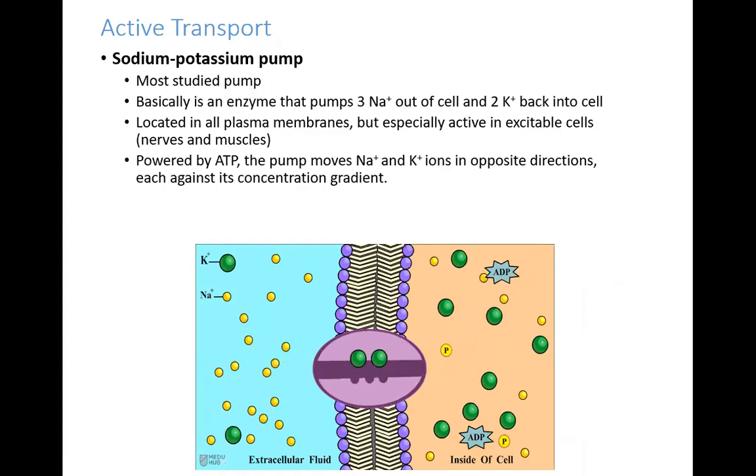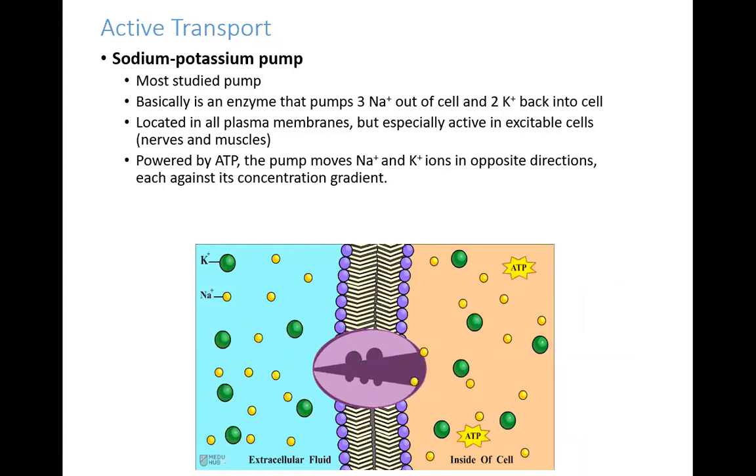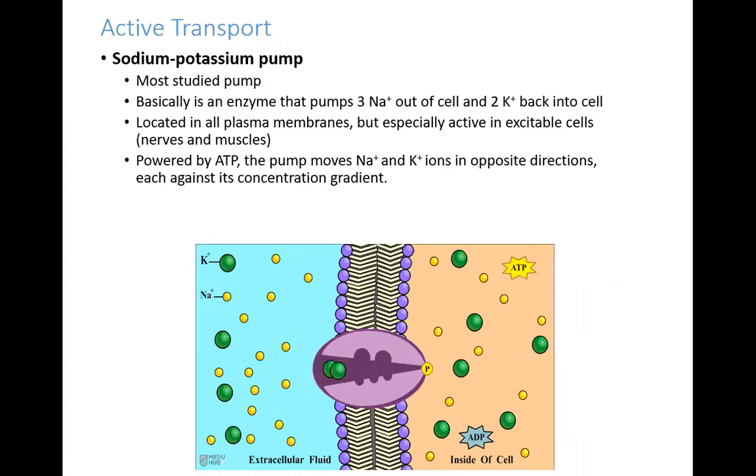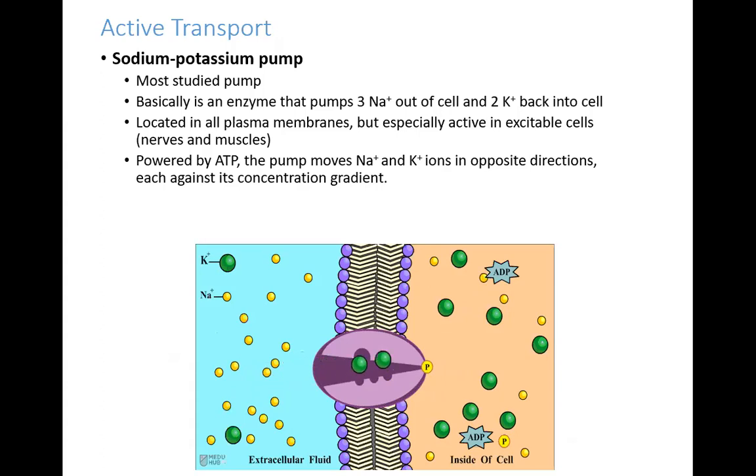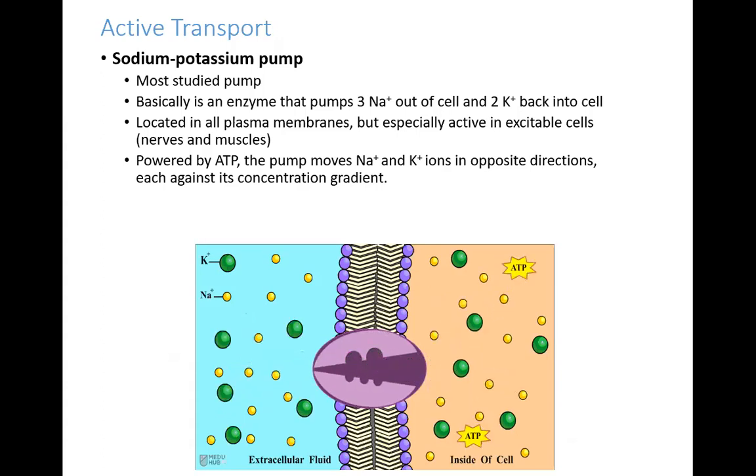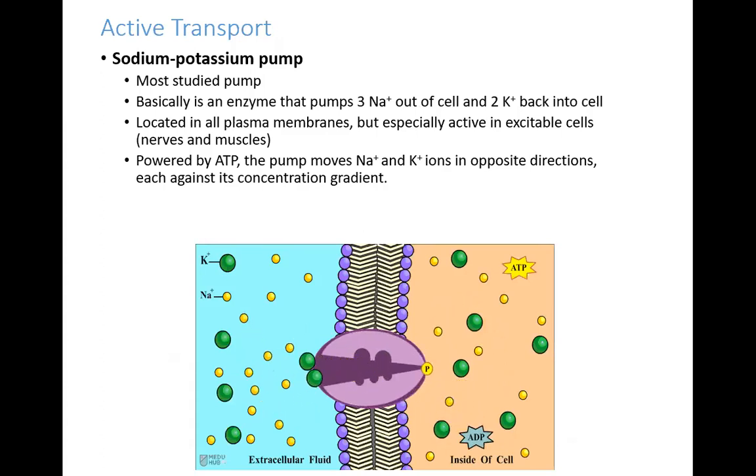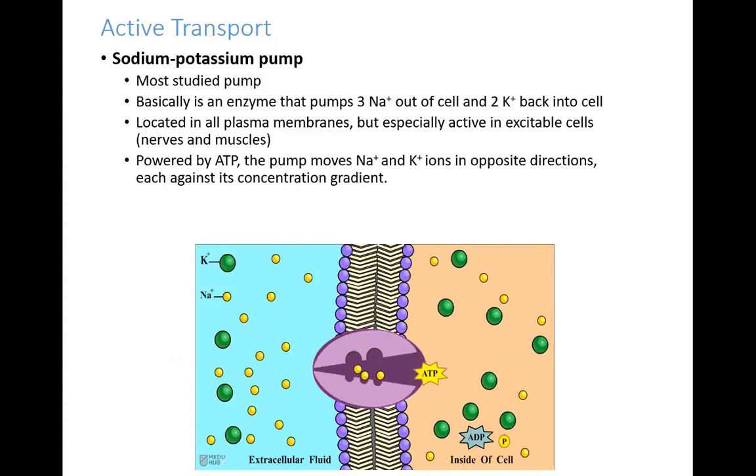So you can see it's kicking 3 sodiums out every time and bringing those 2, the potassiums, in. The potassiums are green. I don't know why they're green, but the potassiums are green, the sodiums are yellow. And every time the pump works and kicks 3 sodiums out, it takes ATP, but it also opens up to bring potassiums back in. And we're trying to keep sodiums high on the outside of the cell and potassiums high on the inside, so we keep a charge across the cell membrane.